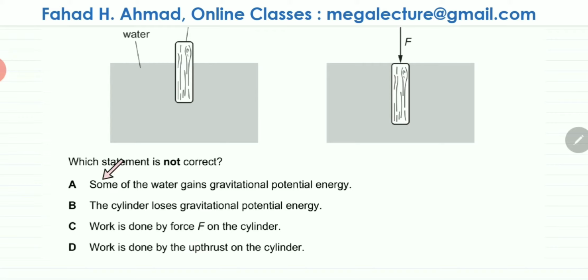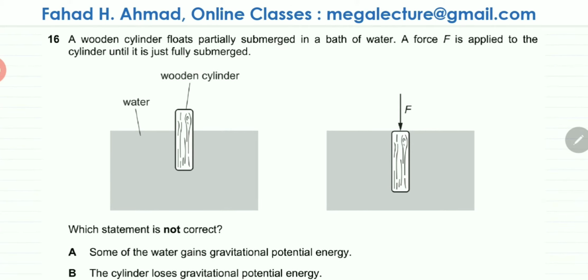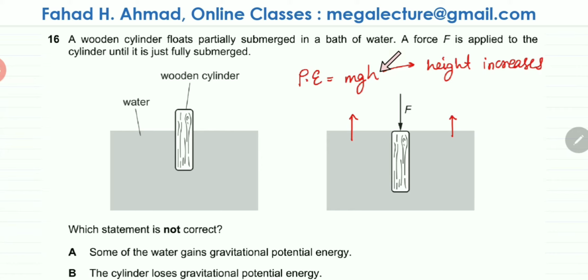The first statement states that some of the water gains gravitational potential energy when you submerge this. So let's look into it. Now this first statement looks correct because if you forcefully push the wooden cylinder downwards, the water is going to be displaced upwards. The formula of gravitational potential energy is mgh. So if water gets pushed upwards, then the height would increase, and the potential energy of the water is going to increase as well. So the first statement, that some of the water gains potential energy, is definitely going to be correct.